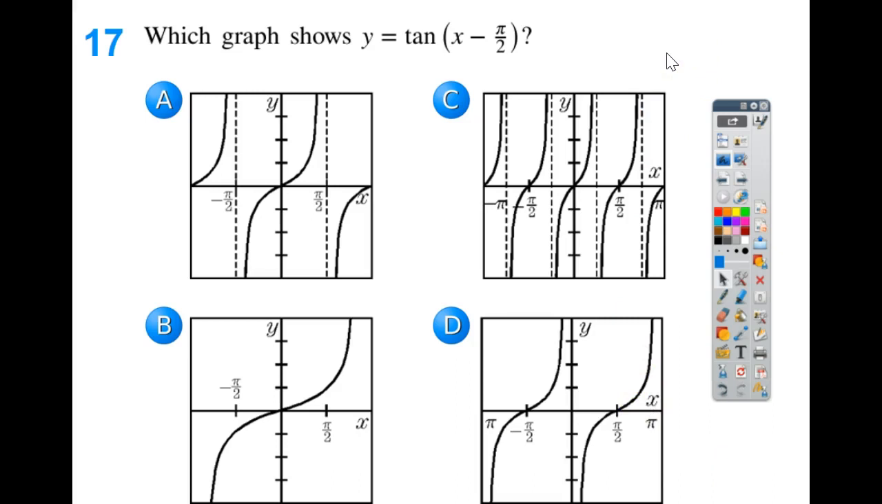Now the tangents. Okay, so it's 10, right? It's either B or D. It's D. It's not A or C because that's too much.